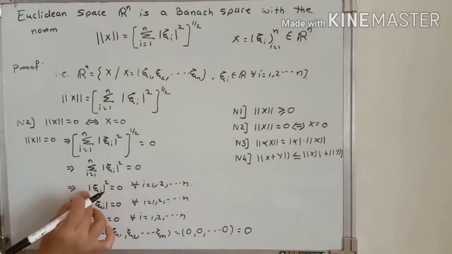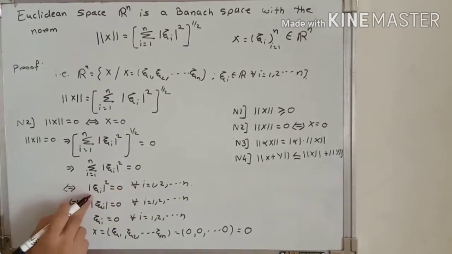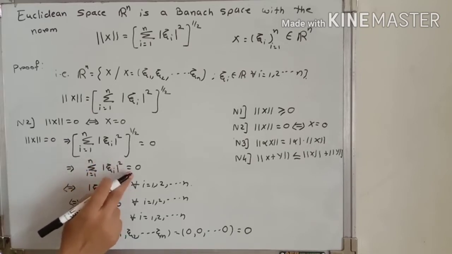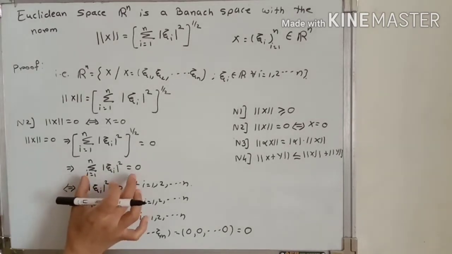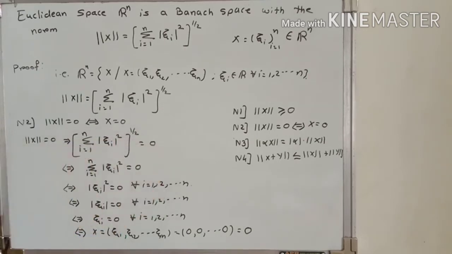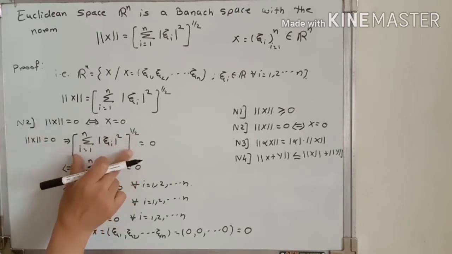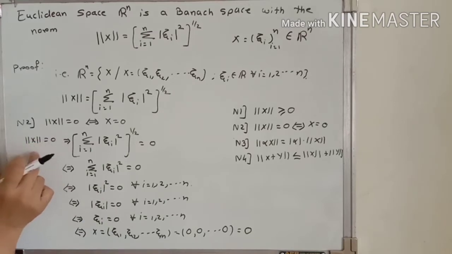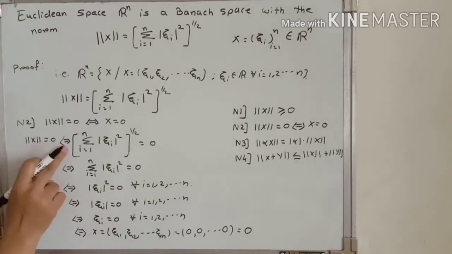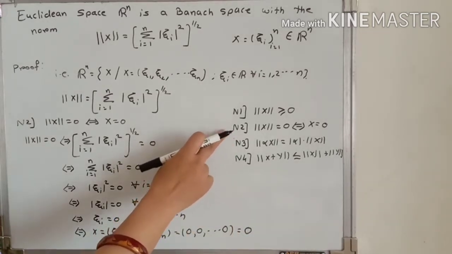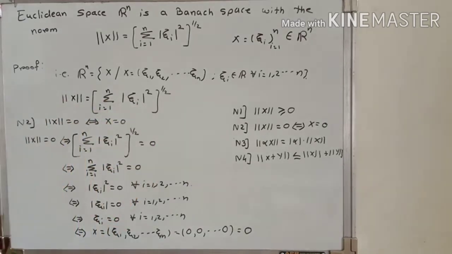Now the term |ξ_i|² = 0, therefore the summation of all these terms, that is summation i running from 1 to n of |ξ_i|², is also equal to 0, and when this sum equals 0, its square root is also equal to 0. But the term summation i running from 1 to n of |ξ_i|² whole to the power 1/2 is nothing but the norm of x, and therefore we get that norm of x = 0 if and only if x = 0, and that is our second property of a norm. So the norm defined like this satisfies the second property of a norm.